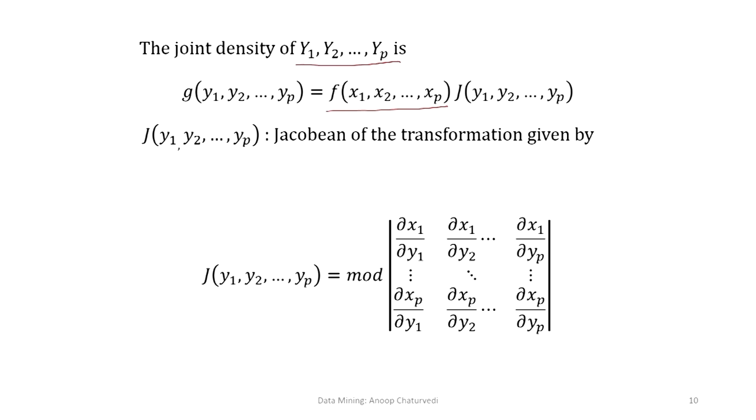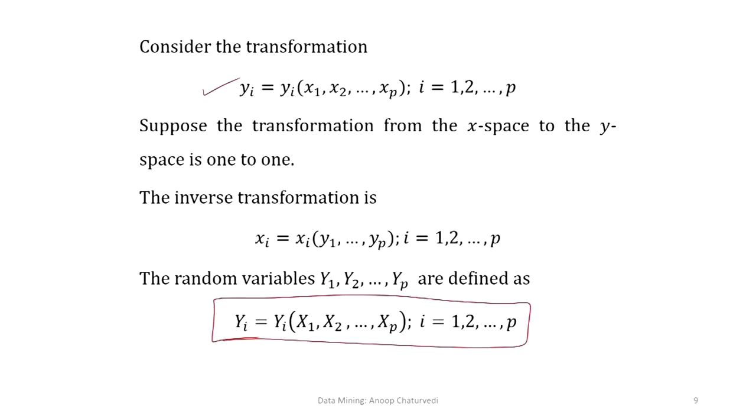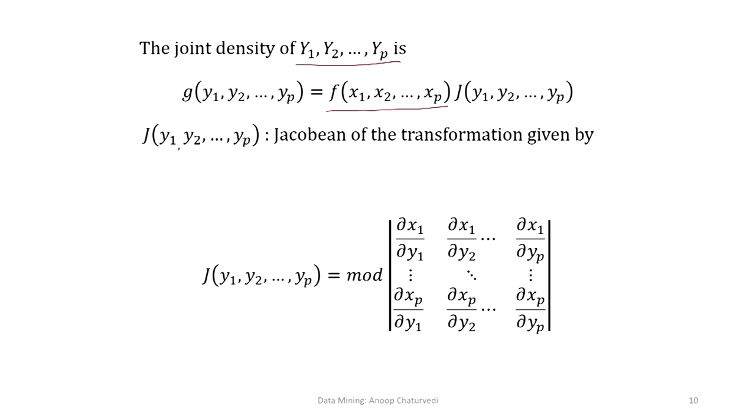Means instead of directly writing x1, we write x1 as a function of y1, y2, ..., yp. Instead of writing x2, we write x2 as a function of y1, y2, ..., yp. So, we express each xi in terms of the yi, so that this f is a function of y1, y2, ..., yp. And then we multiply it by the Jacobian of the transformation. We denote it by J(y1, y2, ..., yp). So, this J(y1, y2, ..., yp) is the Jacobian of the transformation.